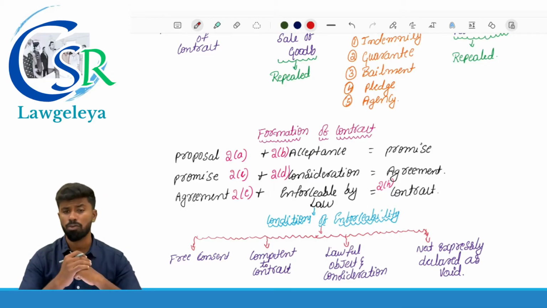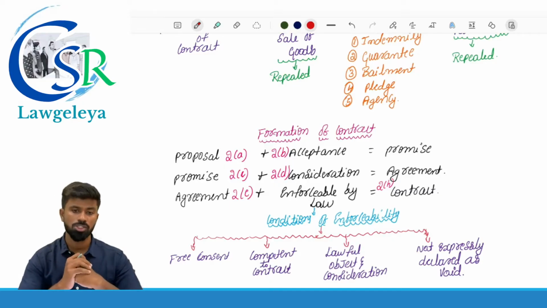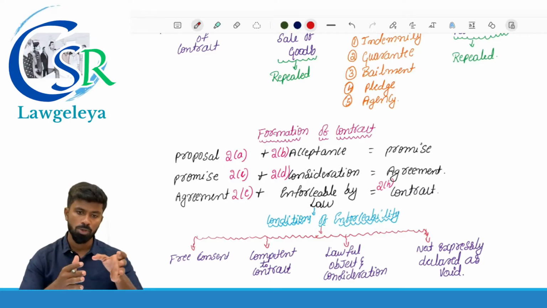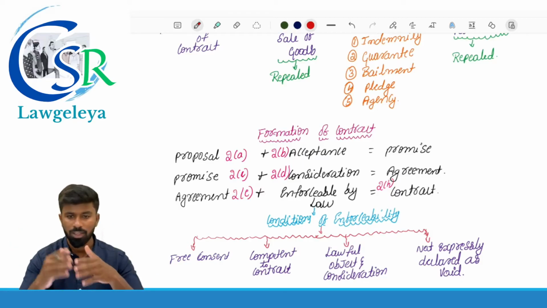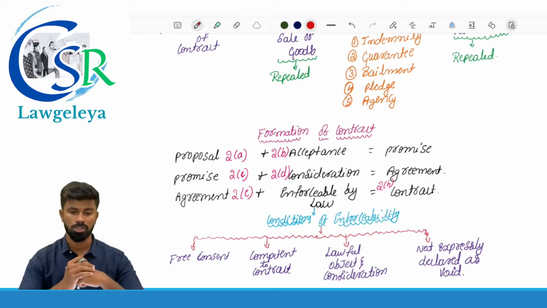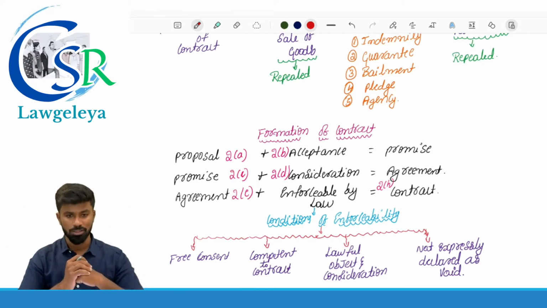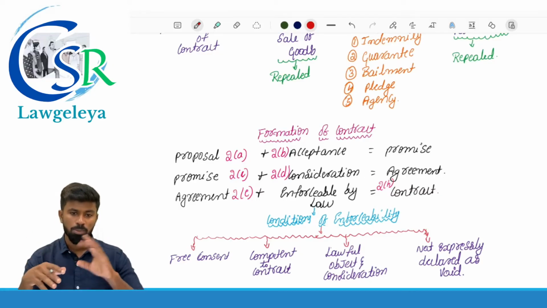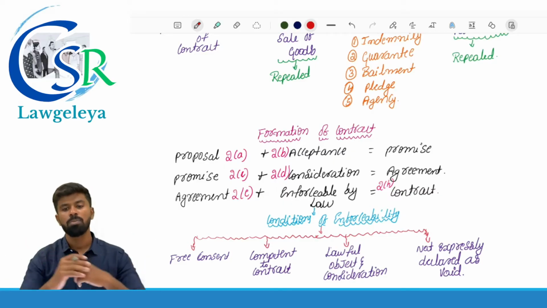How are contracts formed, or how does a contract come into existence? Every contract starts with what? Proposal. Proposal plus acceptance becomes a promise. Promise having consideration becomes an agreement. Agreement which is enforceable by law becomes a contract. I repeat, proposal plus acceptance, promise; promise plus consideration, agreement; agreement plus enforceable by law becomes contract.